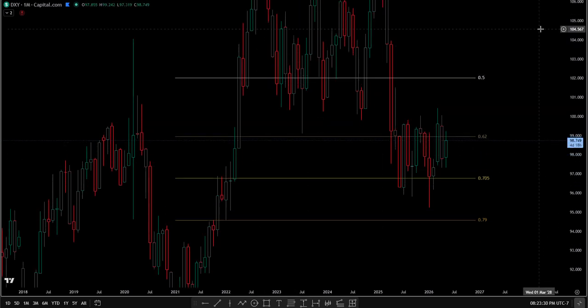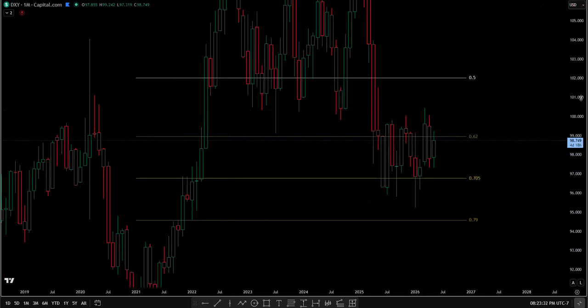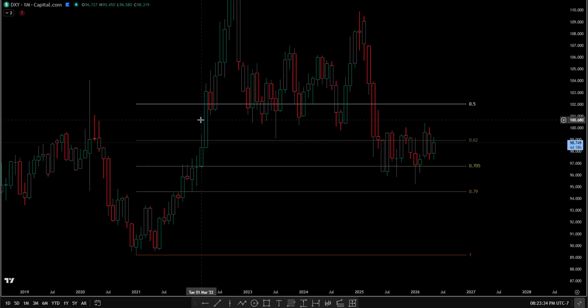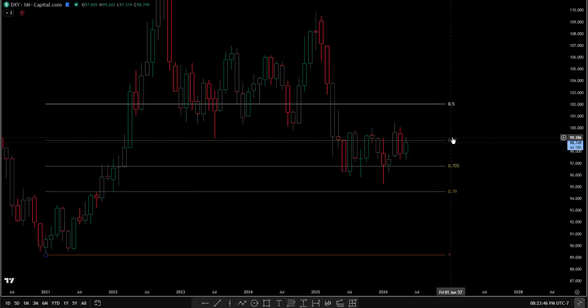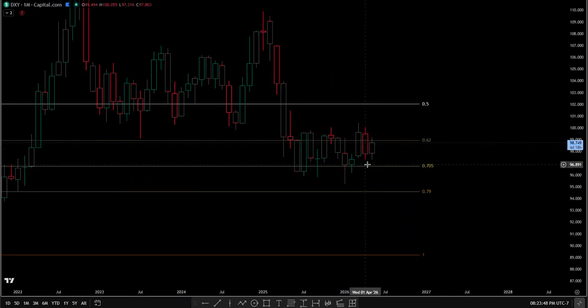But we did this busy. We closed it with this CB. It was no full plug. I would have liked to see this candle close down here below this, but we wicked it. And then we closed it down here. We're just chopping sideways for the monthly. So we could just see more of this. Maybe come back up here, right?